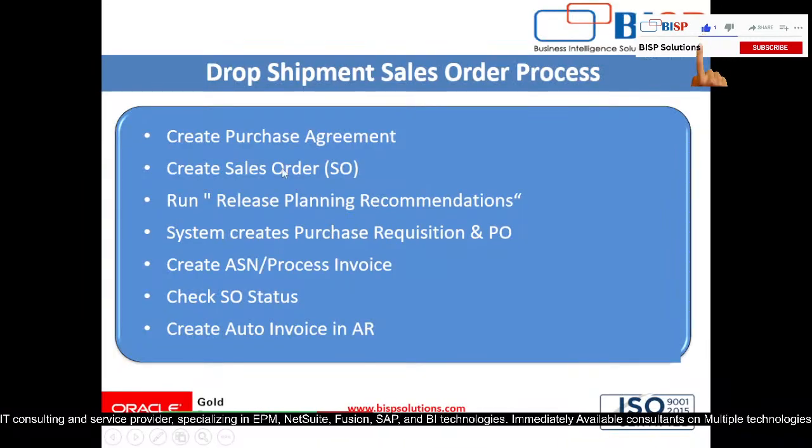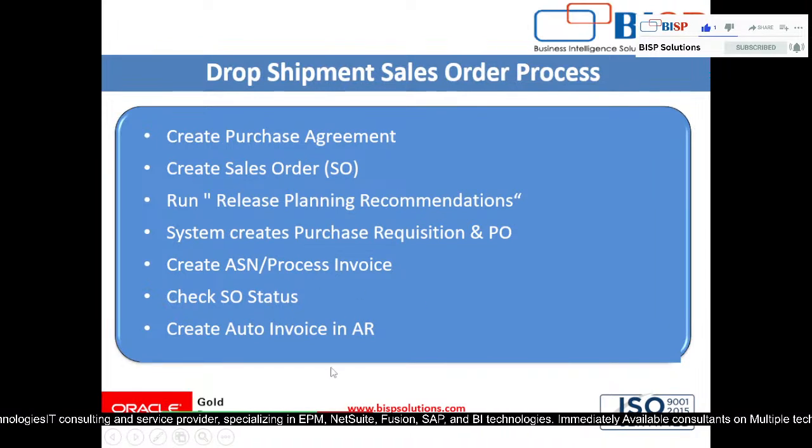We already know how to create the purchase agreement and how to create the sales order, and based on these drop shipment setups, the system will create the purchase requisition and the purchase order. And we have to create the ASN. On which basis do we create the ASN? On the purchase order basis we can create the ASN. After that we create the auto invoice in account receivable. This is the simple procedure, and we have already seen all of it in the previous sessions.